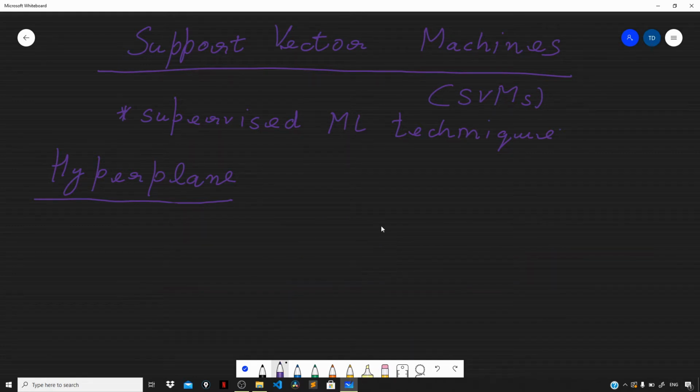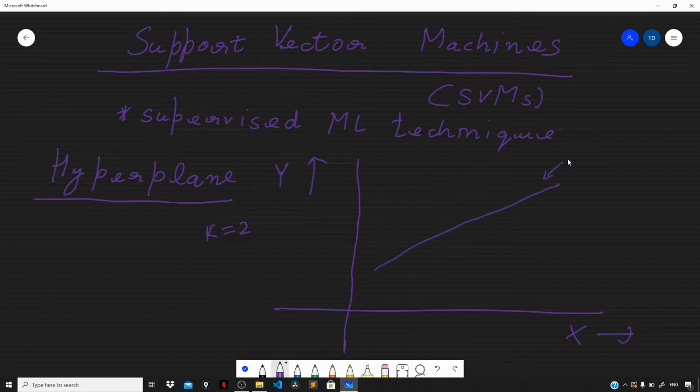Let us consider we have this 2-dimensional space where we have x-axis along the horizontal and y-axis along the vertical. So in this case, k is 2 because here we are having 2 dimensions. So in the case of 2 dimensions, our hyperplane will have dimensions that is 1 less than the dimension that our space is in. So our hyperplane in this case will be a 1-dimensional surface, and we know that the 1-dimensional surface is nothing but a simple line. So this is going to be our hyperplane.